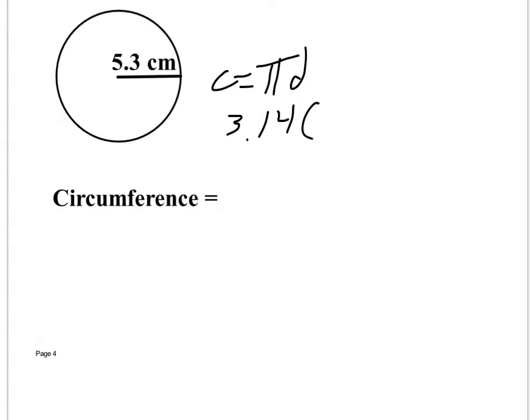Kyle. 10.6. 10.6. Why is it not 5.3? Because that's the radius. The radius is half the diameter. So if I'm going to use diameter, I need to times the radius by 2. 5.3 times 2 gives me 10.6. Then I multiply that out. Okay, round to the nearest tenth, that gives you this number right there. 33.3 centimeters. Any questions?